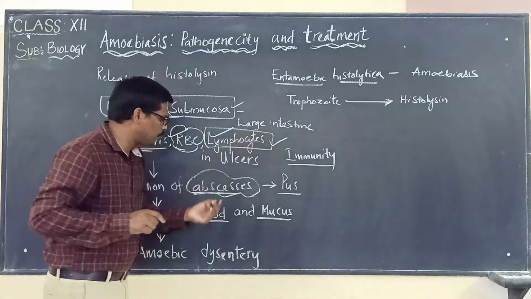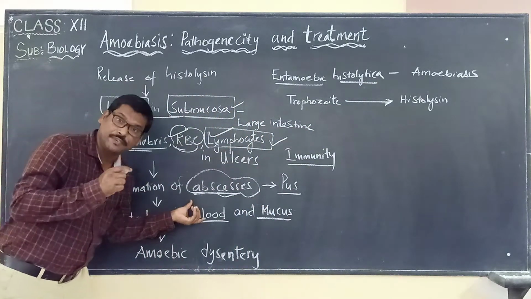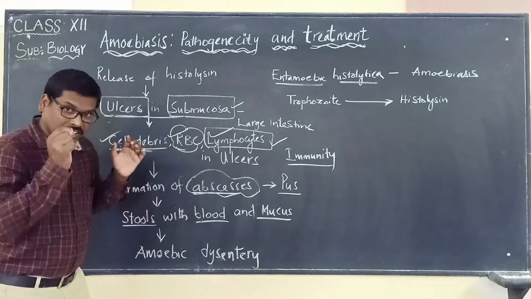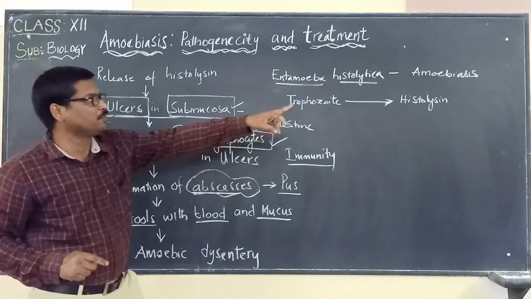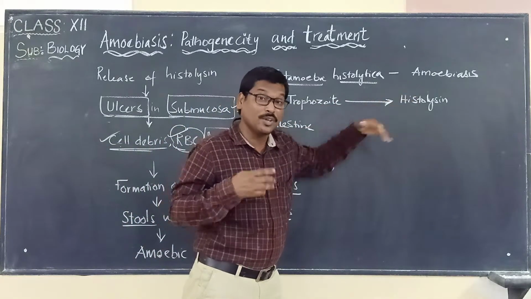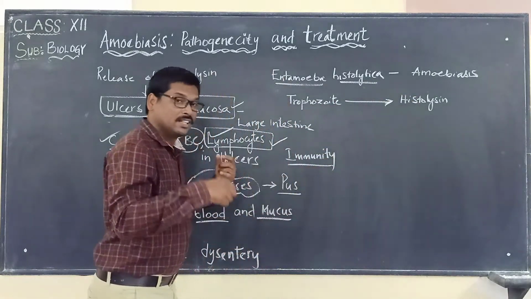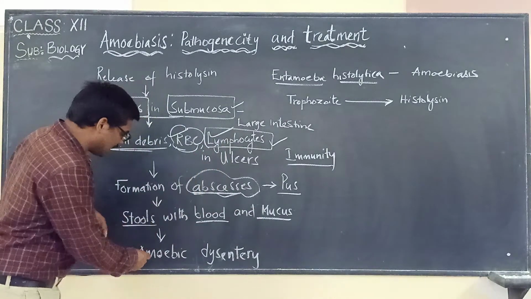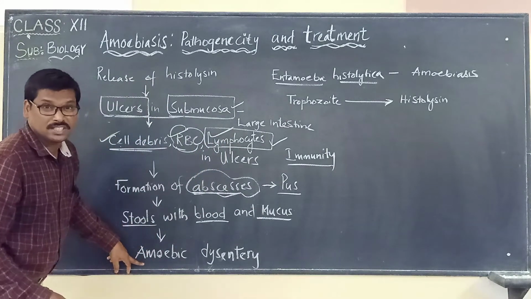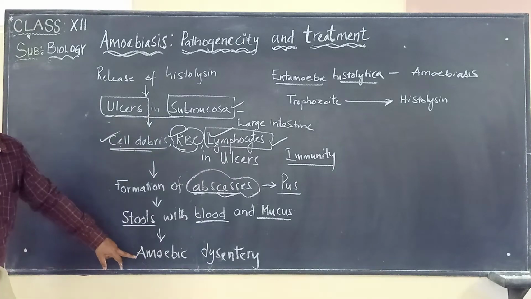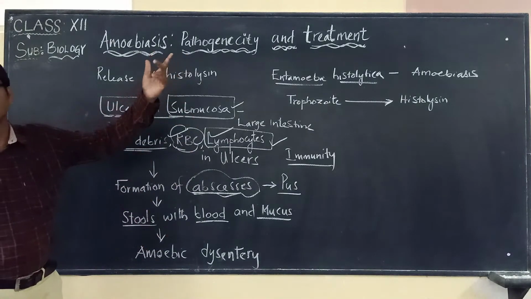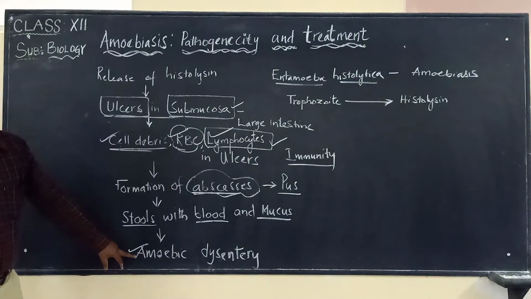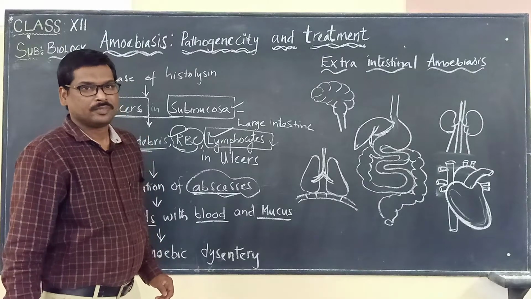So this is very important. This is the point of identification to understand that he or she may be suffering with what? Amoebiasis. How do you say that they are suffering with amoebiasis? The stools will be with blood and mucus. Then we can say that particular person is suffering with what? Amoebic dysentery, or otherwise we are calling it amoebiasis. So this is the name that we are using now, amoebic dysentery.